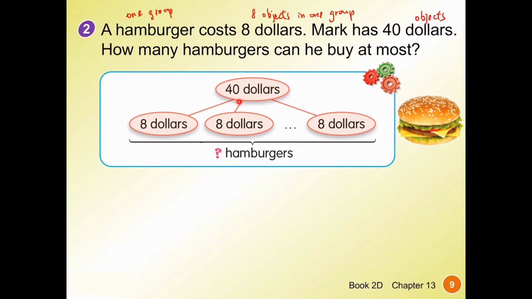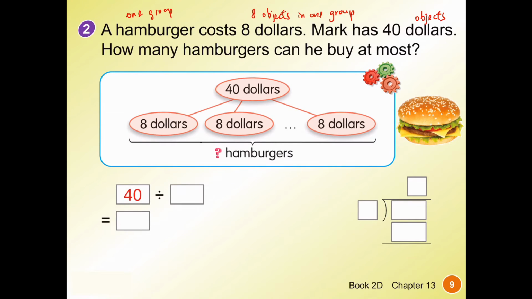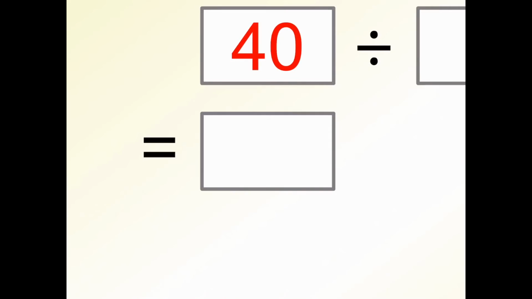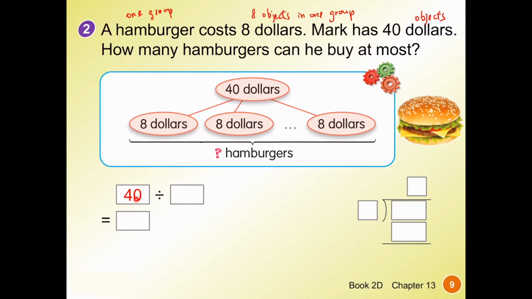So $40. Each hamburger costs $8, and we want to know the number of hamburgers that he can buy. So we'll put the $40, the amount of dollars that Mark has, as the dividend, and then we will put the cost for each hamburger as the divisor in order to find out the number of hamburgers or the number of groups.